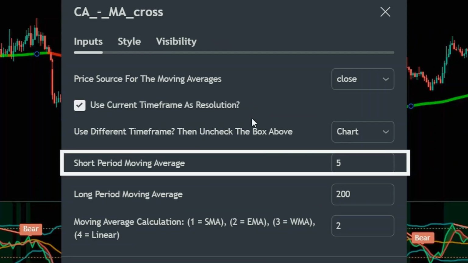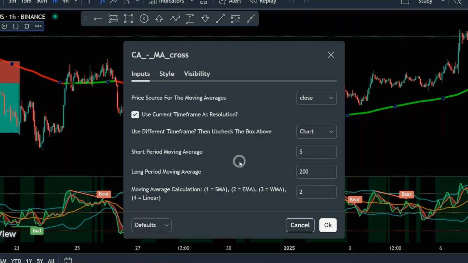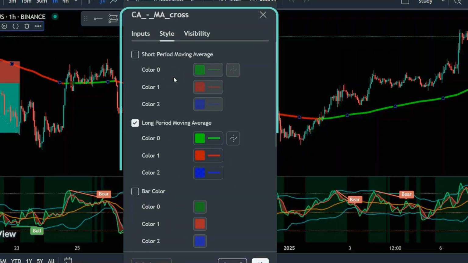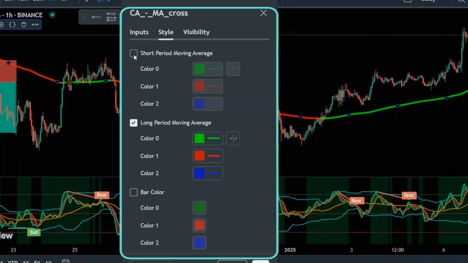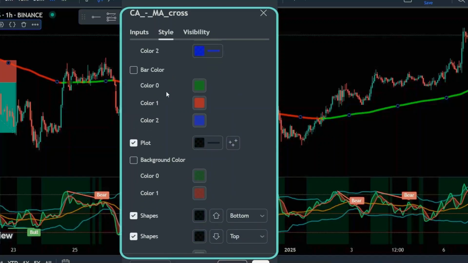We have two moving averages: the short period moving average and the long period. We don't have anything to do with the short period, we only go to the long period. You change the figure to 200. Then you go to the style. When you go to the style, you untick the short one. It will be like this. When you untick it, you go to the bar color.